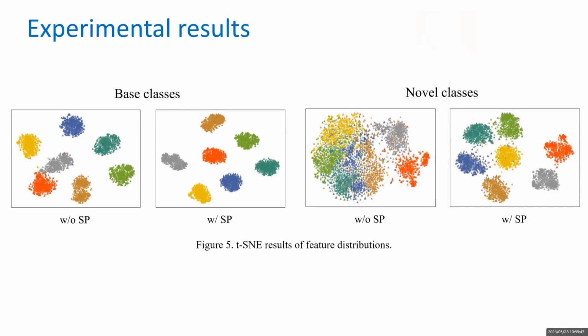In Figure 5, we visualize the feature distribution using t-SNE. For novel classes, it can be seen that using semantic prompt significantly improves the discrimination ability of few-shot image features.